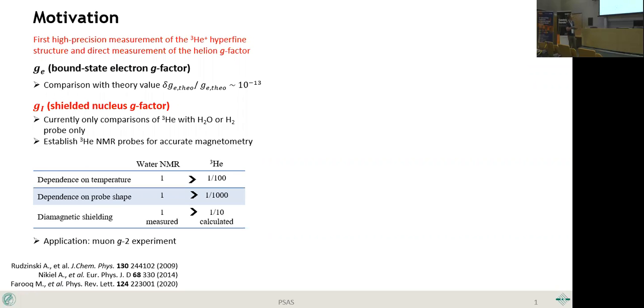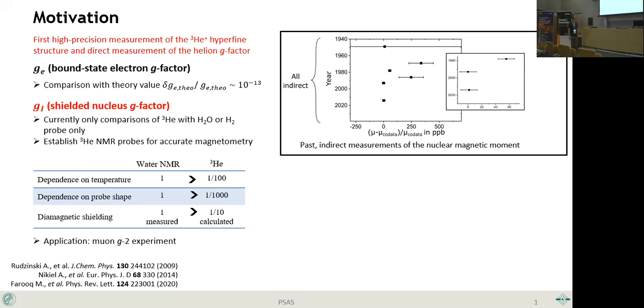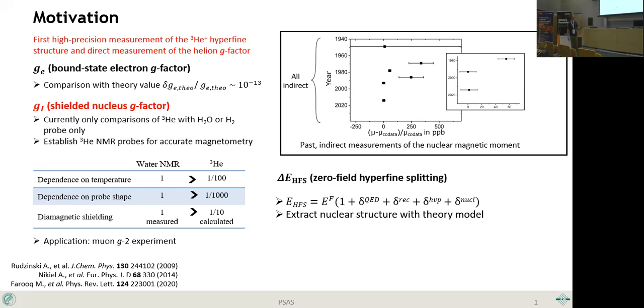Okay, so here you can also see a small table which highlights the advantages of using 3He as compared to water. I mean, 3He is a very easy system. It's an atomic system, and that decreases systematics and also makes the theoretical calculations of the shielding much easier. Okay, so here you can see past indirect measurements of this value. There's also some small discrepancy.